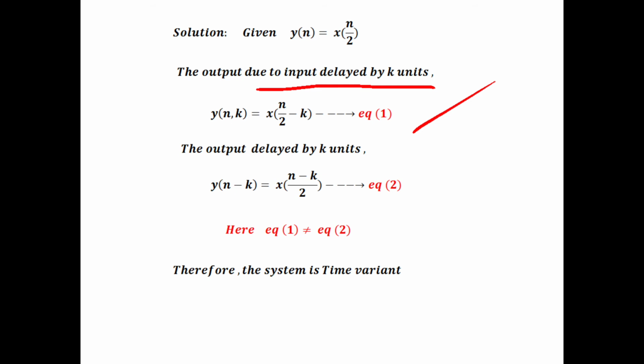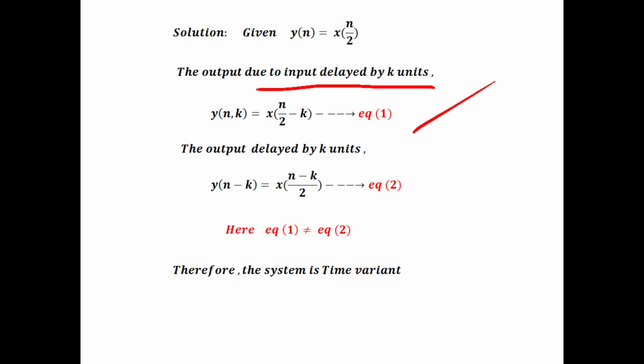What is the definition of time invariance? If there is a delay in the input, there will be a delay in the output also. So there is a delay of the input by k units. So what about the delay in the output? You have to replace n by n minus k, so the output delayed is x of n minus k by 2. So there is a difference.